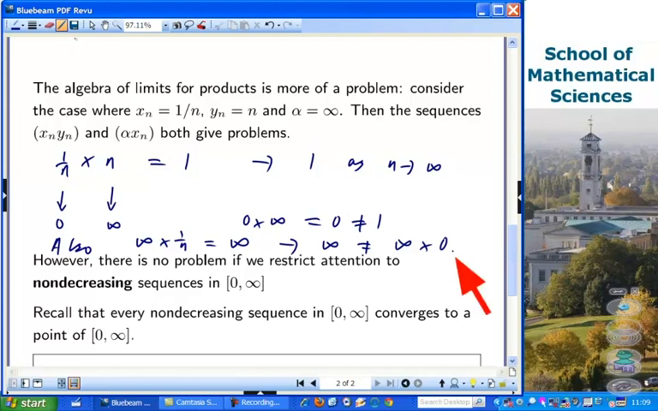So why is that a problem? Well, if you think of infinity as your alpha, or as a constant sequence, whichever, and your 1 over n as tending to 0, then your algebra of limits has gone wrong again. So even constant multiples of sequences go wrong if your constant multiple is infinity. And even if you aren't multiplying by infinity directly, as in 1 over n times n, you end up with a problem in the limit with 0 times infinity. So the algebra of limits for products doesn't quite work as it stands.